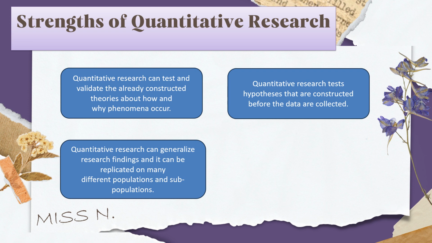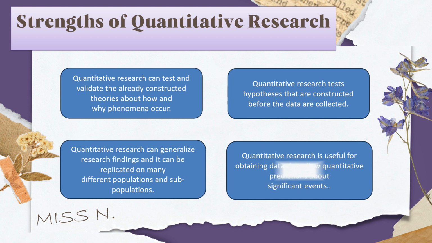If there is a research finding available online that interests a researcher, he can replicate the research using a different setting with proper citation and of course using many references. The other strength is that quantitative research is useful for obtaining data that allow quantitative predictions about significant events.